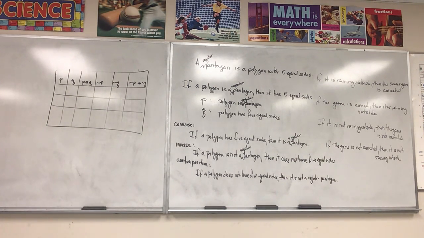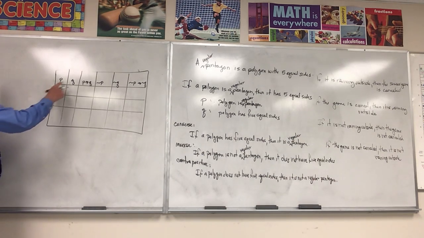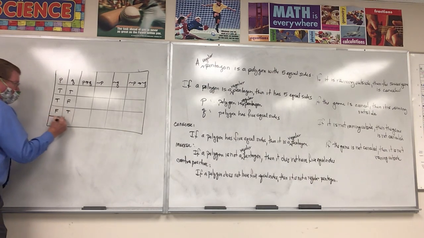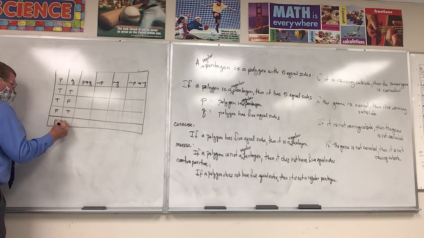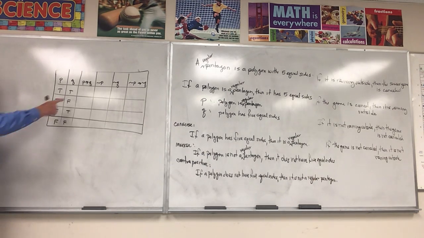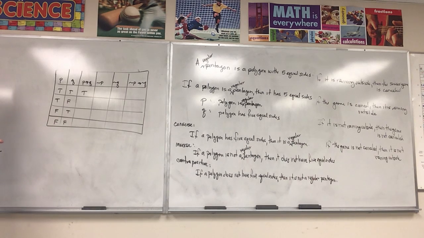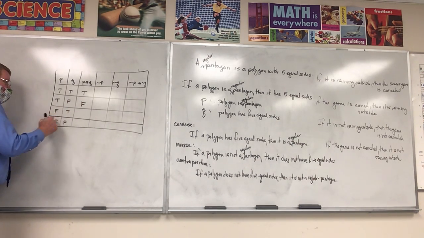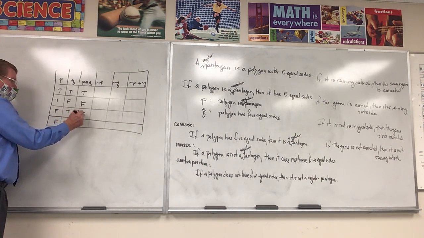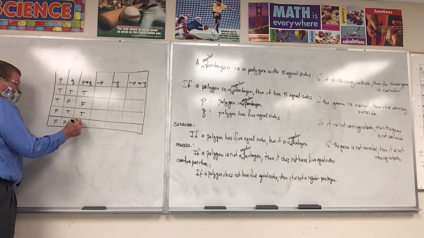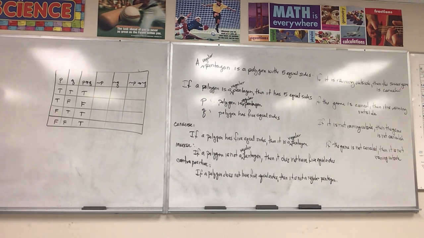So let's look at this truth table. When we have P and Q, we always have true, true, true, false, false, true, and false, false. So we already know from the conditional, if the hypothesis and the conclusion are true, then it will be true. If the hypothesis is true and the conclusion is false, then the conditional is false. If the hypothesis is false and the conclusion is true, then it will be true. If the hypothesis is false and the conclusion is false, then it would be true. Okay?